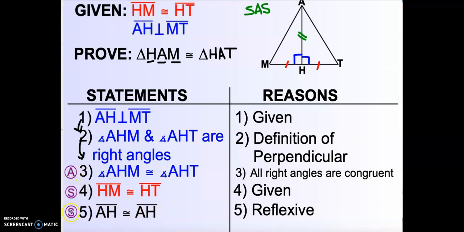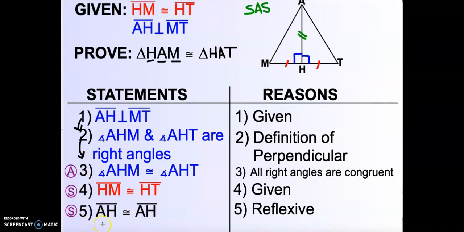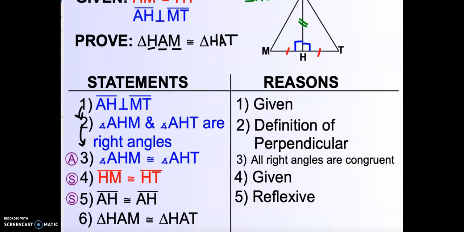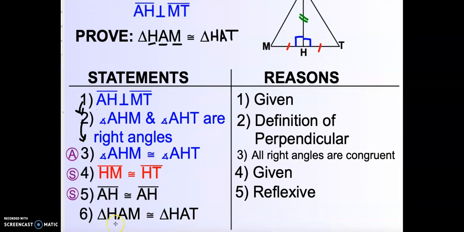Again, I have both sides and an angle. And if you look at the picture, the angle is between the sides. Look at the picture, not the way you wrote it up. And now we can end this proof by saying, I'm out of space here. I don't know why this is not moving. We can end this proof by saying triangle HAM is congruent to triangle HAT. And that is by SAS. Let's take a look at one more.